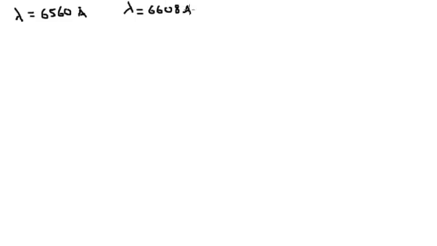6608 angstroms. Now we haven't done much with this equation, but we can actually calculate the speed of an object by the wavelength shift using the Doppler effect. So this is what the Doppler effect equation looks like. Now you won't actually have to do this in the lab. I just want to show it to you.